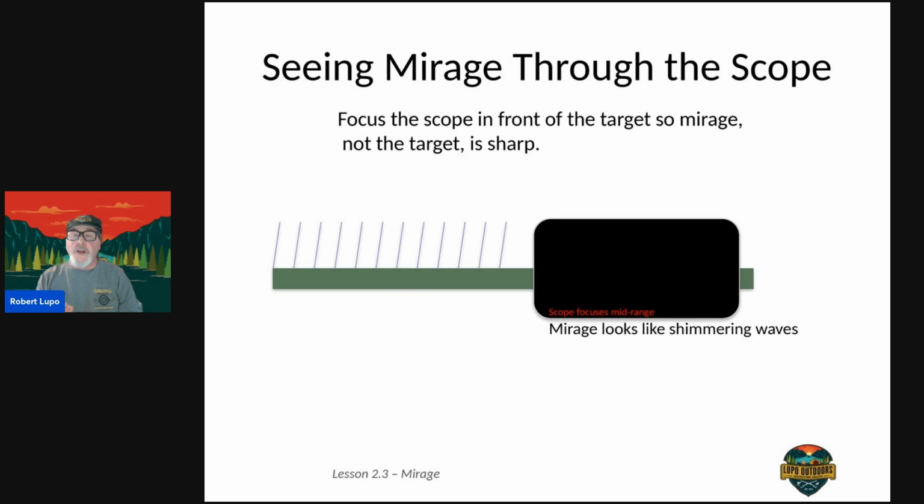Most shooters focus the target until it's razor sharp. For mirage, back off the focus so the target softens and the shimmer in front of it becomes sharp. Turn your parallax or focus knob slowly until the waves of the air pop into focus. That is the layer you're reading. You can shift this closer or farther along the bullet path by adjusting the focus.